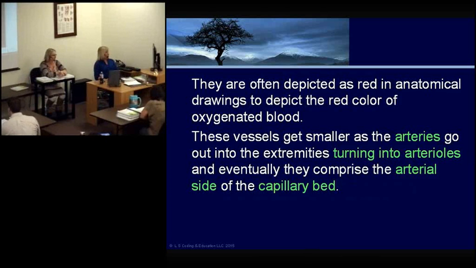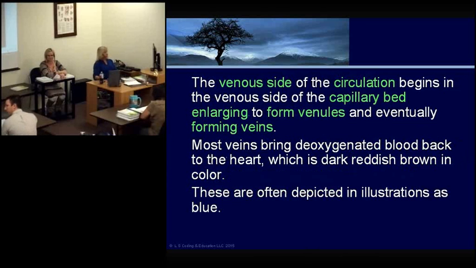So the vessels, the arteries, get smaller as the arteries go out into the extremities, turning into what are called arterioles. And eventually they comprise the arterial side of the capillary bed. So we're going to look at some of our drawings that you had in your handouts. So the venous side of the circulation begins in the venous side of the capillary beds, enlarging to form venules and eventually forming veins. Most veins, this is really important, bring deoxygenated blood back to the heart, which is dark reddish brown in color. These, of course, are often depicted as blue in all your anatomical drawings.